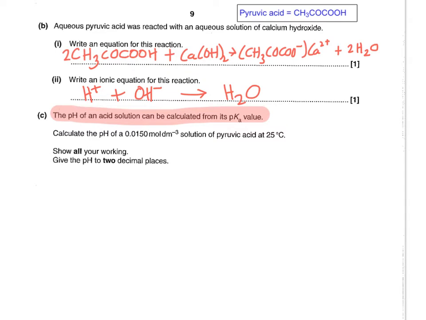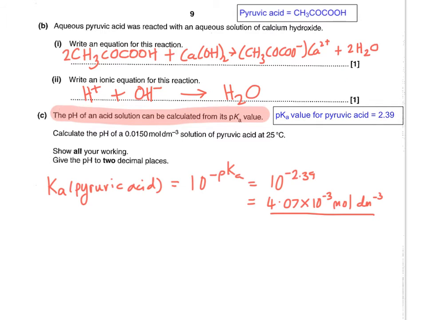The next part of the question is a pH calculation, saying the pH of an acid solution can be calculated from its pKa value. Again, you've had the pKa value for pyruvic acid previously supplied, so I'll pop that on the screen here again so you can get started on this. Now that we have the pKa value for pyruvic acid, 2.39, we can work out its Ka value. That would be a good start, which gives you 4.07 times 10 to the minus 3.